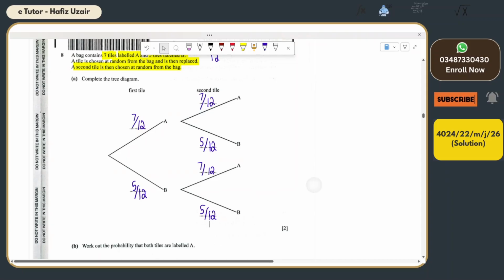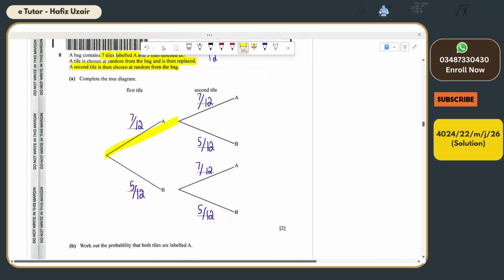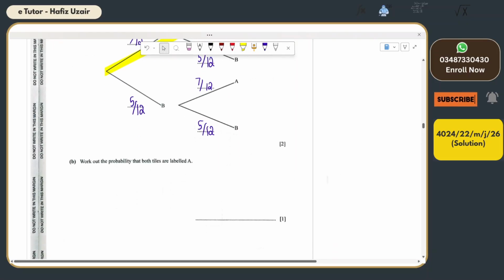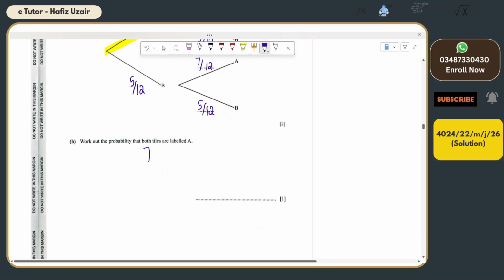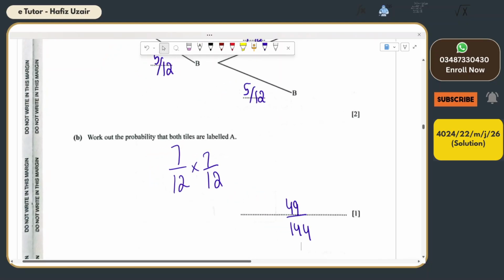Let's work out the probability that both tiles are labeled A. For both tiles to be labeled A, just multiply the probabilities. So you will get 7 by 12 multiplied by 7 by 12 over here, and that will be equal to 49 upon 144.